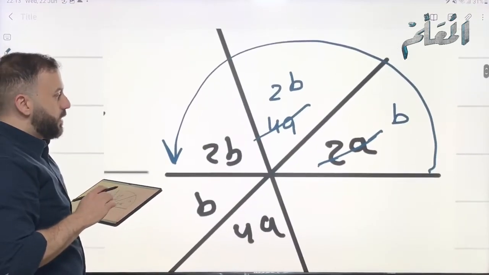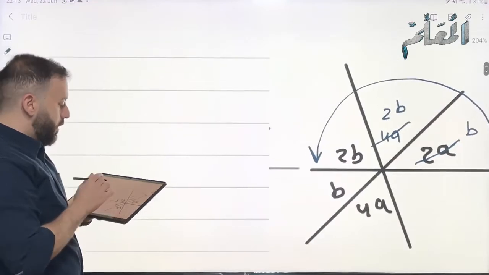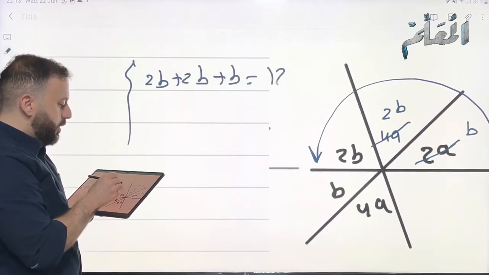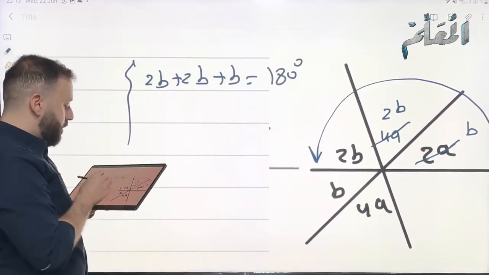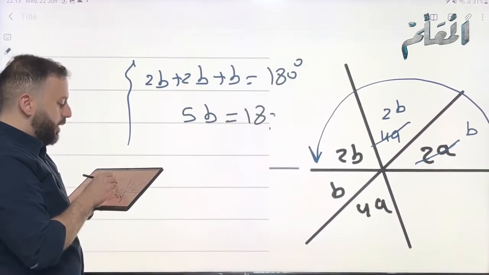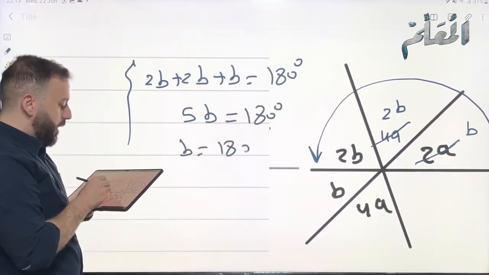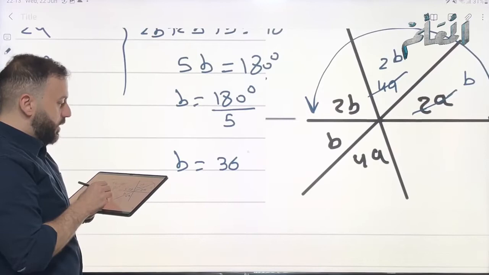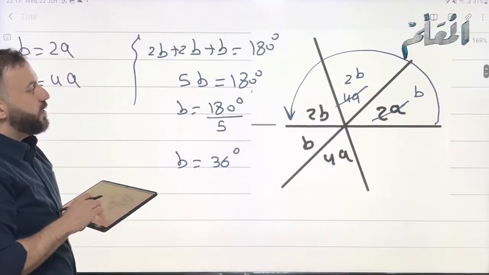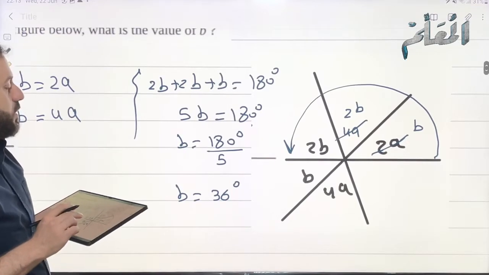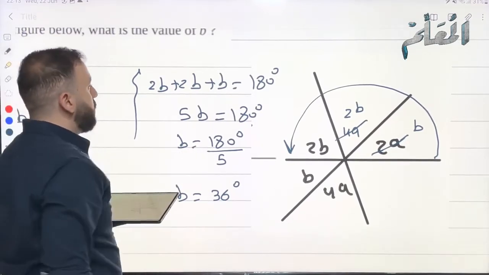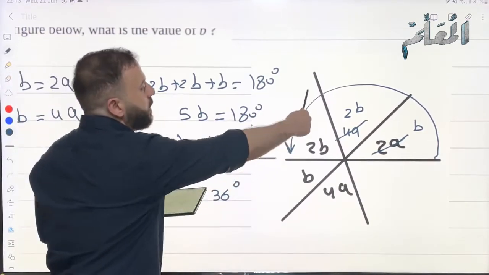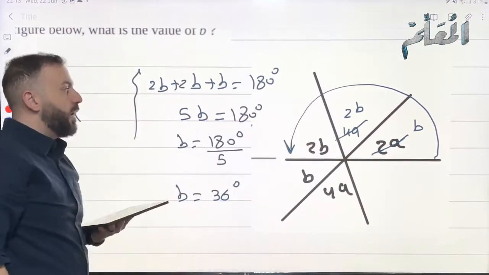So I know this is equal to how much? 180, right? So in this case, you can see here, 2B plus 2B plus B is equal to 180. So it means that 5B is equal to 180, then B is equal to 180 divided by 5, and in this case B is equal to 36. So 2B plus 2B plus B is equal to 180, and that's the case here.